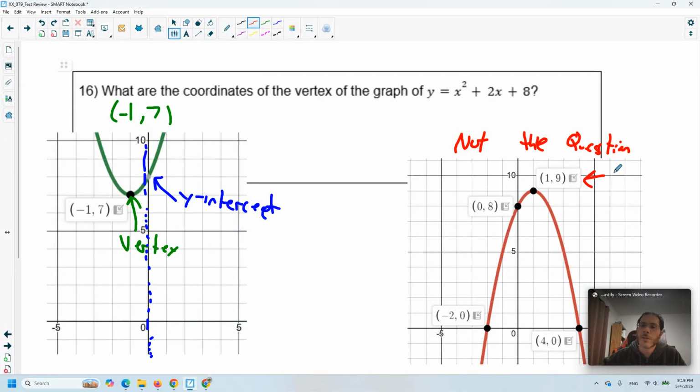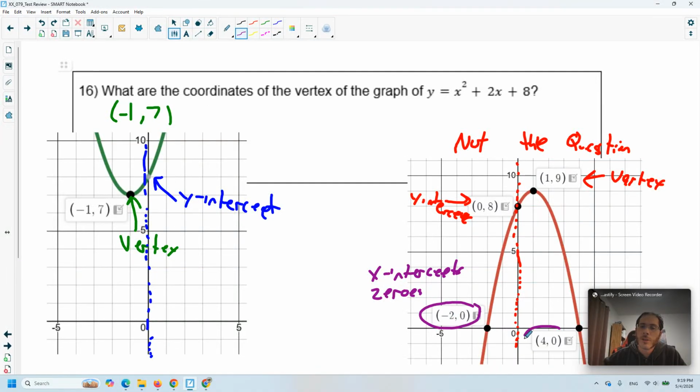But we can see this is going to be the vertex. Because again, the vertex is allowed to either be the top or the bottom. This is the y-intercept. So that's where we're hitting the y-axis. And then these 2 points, the x-intercepts, remember these are the same as the zeros, or these are going to be the solutions to the equation. So these are the zeros of the function, are going to be here and here.